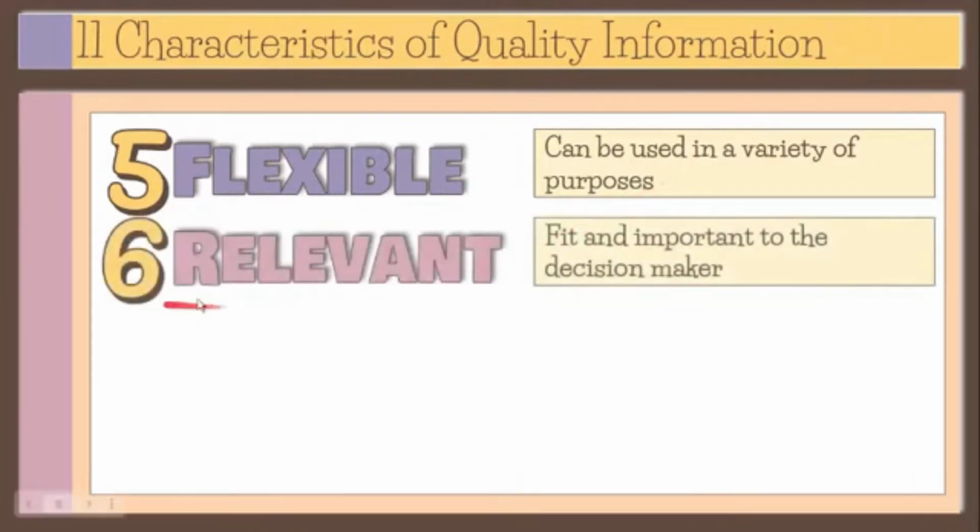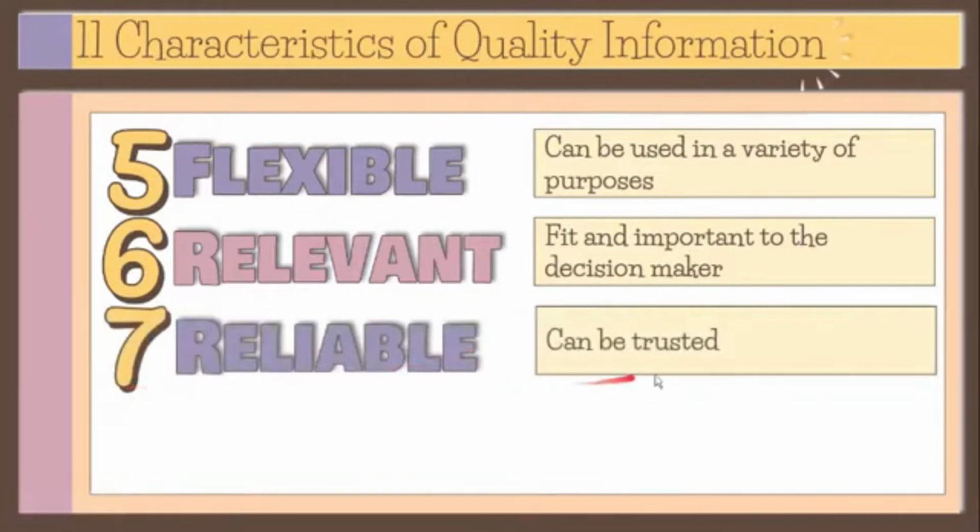Relevant information is important to the decision maker. Information showing what are the delayed flights would be relevant to the passengers and check-in counters. Reliable information can be trusted by users. Reliability of information depends on the source of the information. Information taken from unknown sources may not be reliable.